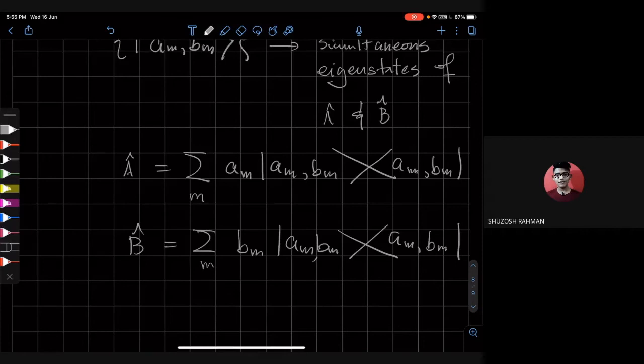Can you give an overview of the applications of these two? Yeah, applications will come next class, or the rest of the course. There'll be lots of applications of simultaneous eigenstates.